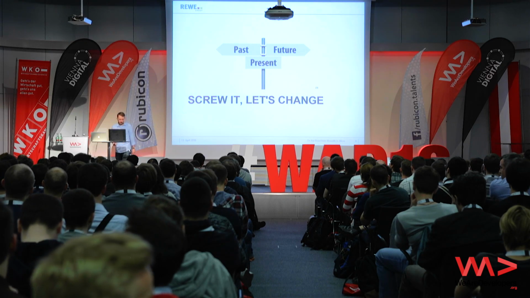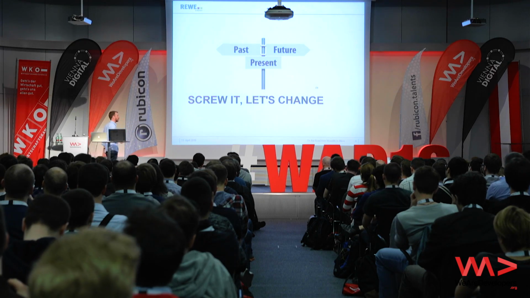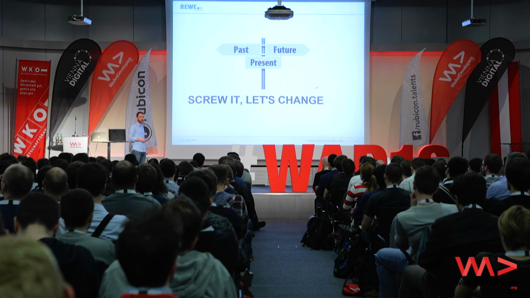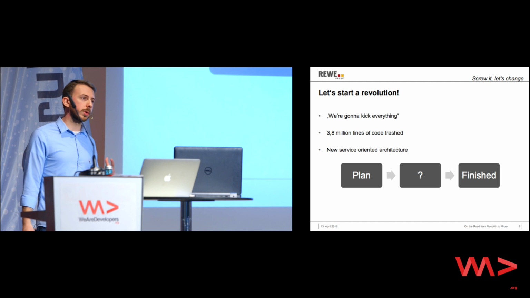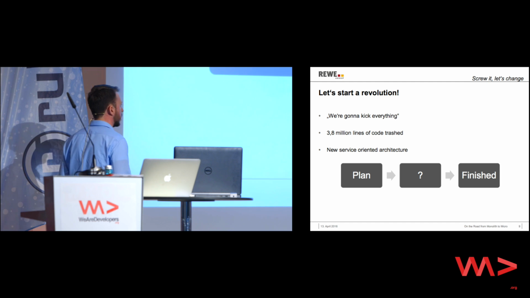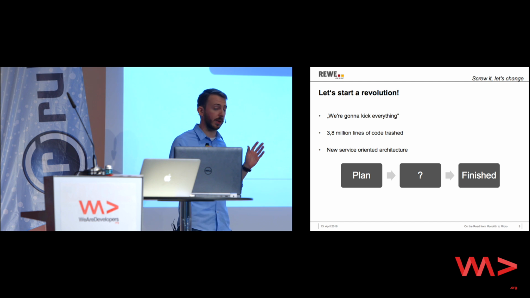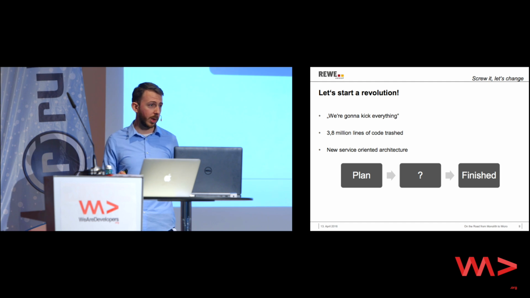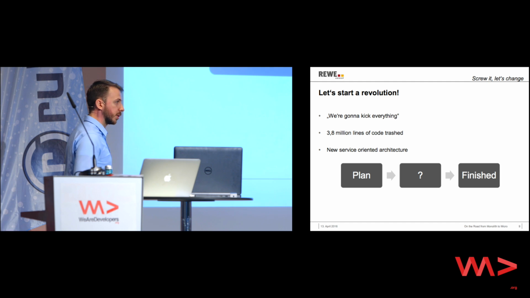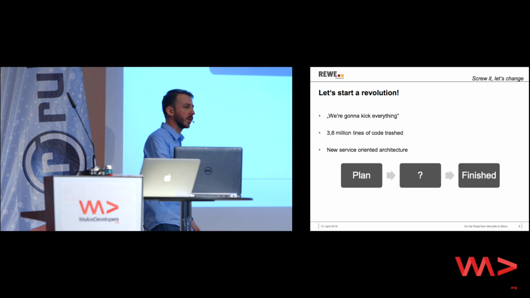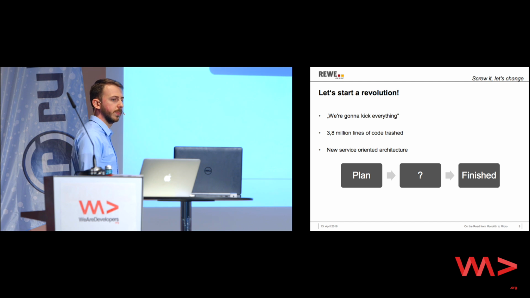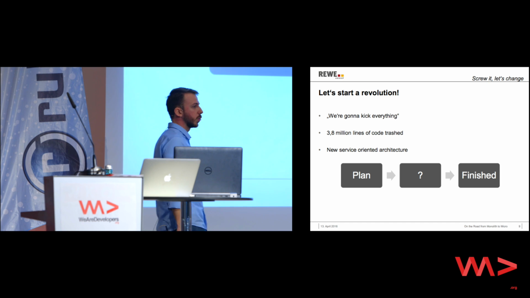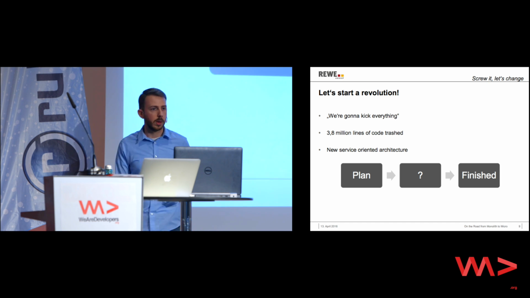which was given to us when the company decided to provide us with the financial and personal resources to build our own department. And we were going to start a revolution. We wanted everything to change instantly. We wanted to finish and then be done, and have a perfect environment after all this. So the first thing we decided was to kick everything into the trash bin. That was about 3.8 million lines of code we threw away. And we decided that we're going to build a new service-oriented architecture.